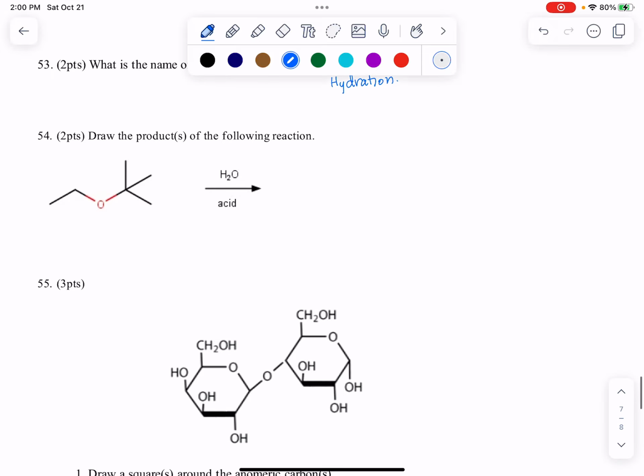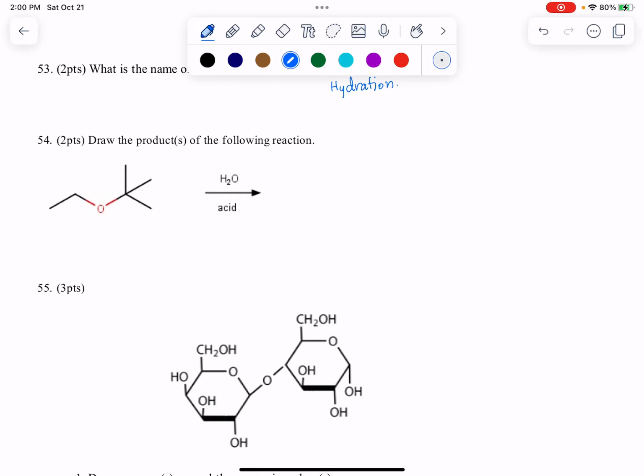Draw the products of the following reaction. We have a reaction when you add water and acid to an ether like this. Again, the water breaks that bond. You actually have the breaking of that bond. And so you can think of, let me get different colors, this portion and this portion go their separate ways. And on the left-hand portion, I now have an OH on that oxygen. And on the right-hand portion, I now have an OH on that carbon. And so I have something like that.